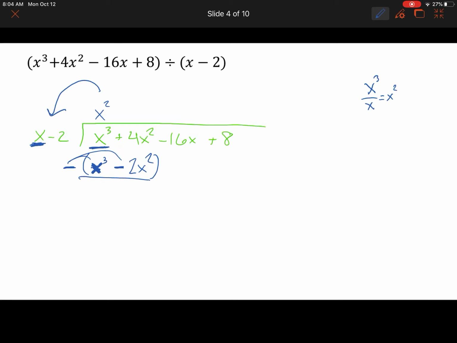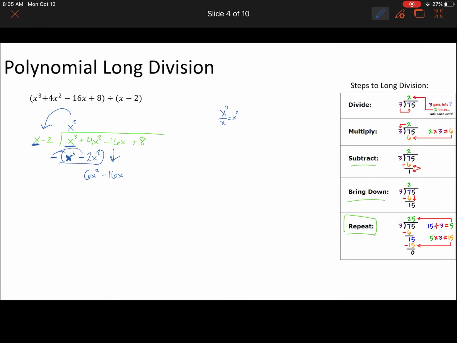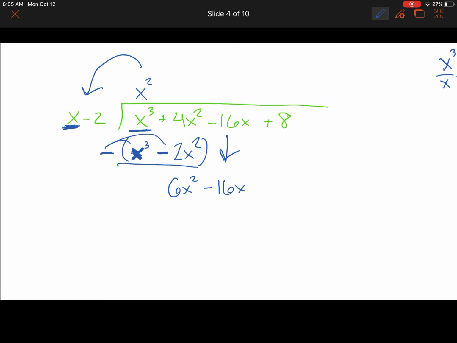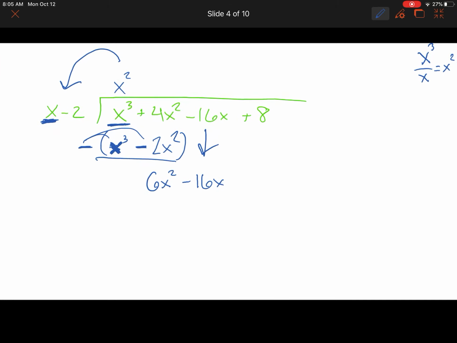So x cubed minus x cubed goes to 0. That first term should always go to 0. And then we have 4x squared plus 2x squared. So then we have 6x squared. Bring down the next term. According to our steps over here, same idea. So we've subtracted. Now we're bringing down the next term, and we are repeating. So now we're on the repeat step.